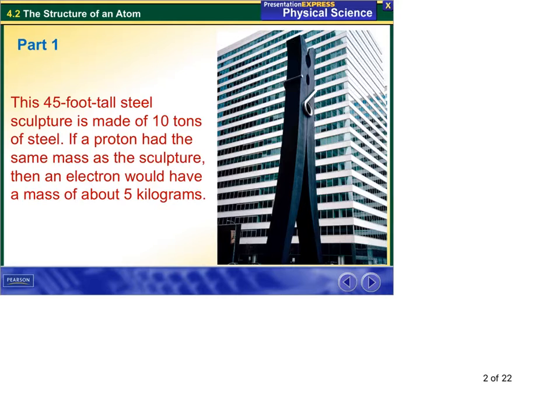If a proton had the same mass as the sculpture, an electron would have a mass of about 5 kilograms, which would be in the neighborhood of 12 pounds or so. So, just a little relationship between the mass of a proton and an electron.